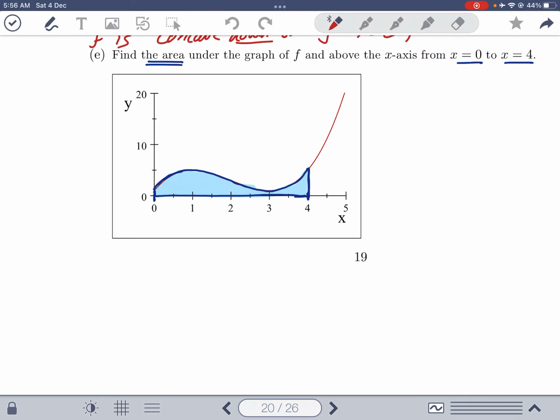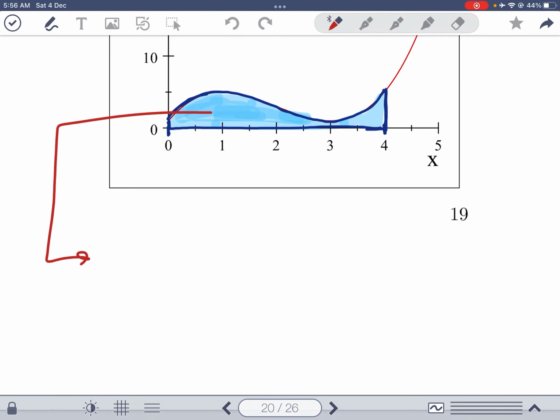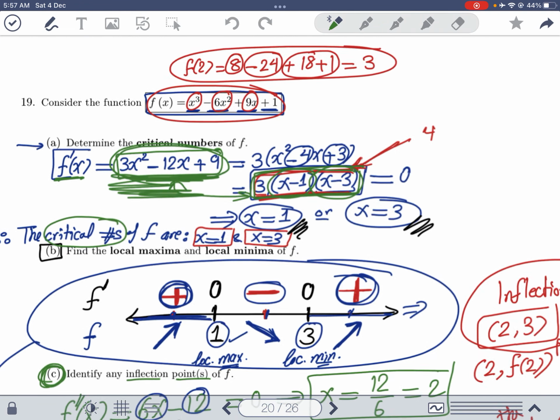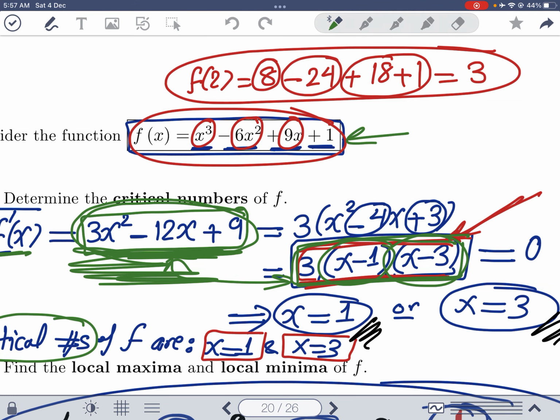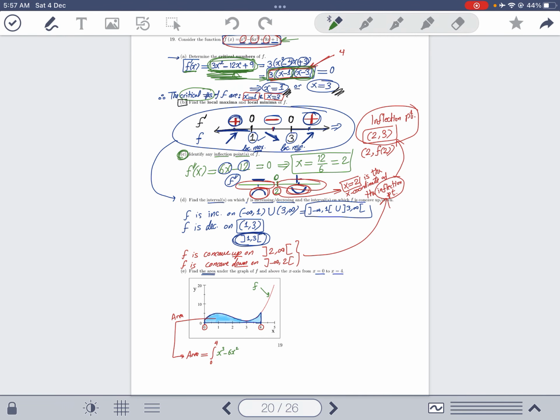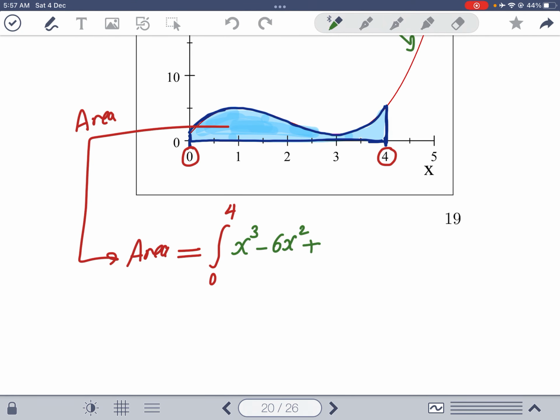And we know that the area is related to the integral. So the shaded area equals the integral from 0 to 4, from where you start on the x until where you end, of the function you started with, this function f, which is the one at the beginning here. That is the graph of this function, x cubed minus 6x squared plus 9x plus 1. So you integrate this function dx between 0 and 4. This is exactly the shaded area in blue. This is how you compute it.